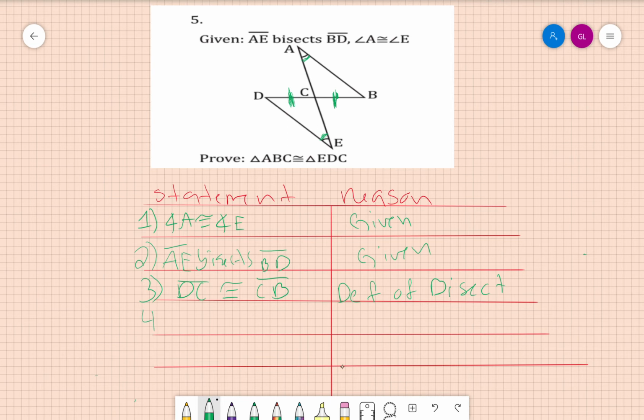Now let's look at step 4. We're going to say that angle ACB is congruent to angle DCE. If we look at this, angle ACB, which is right here, is congruent to angle DCE, which is right here. And we can look at those and see exactly what those are. That came straight from the angles and parallel lines unit. Those are going to be vertical angles.